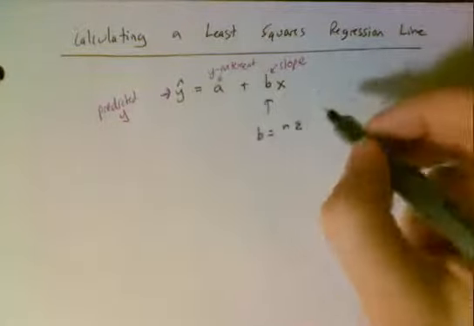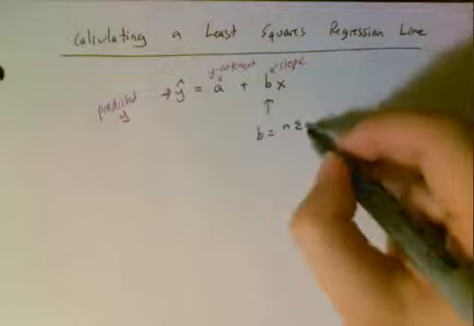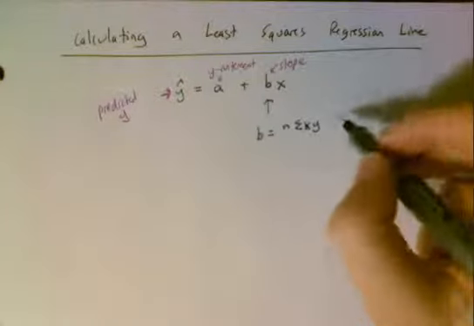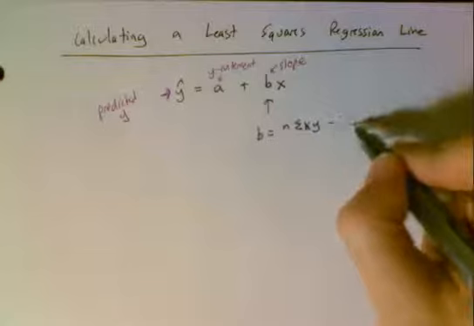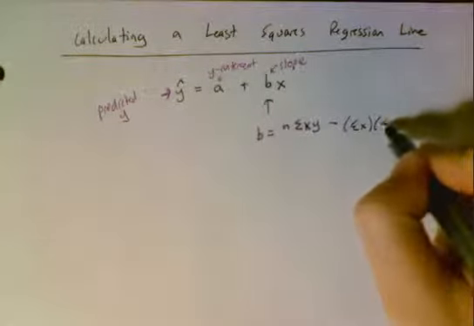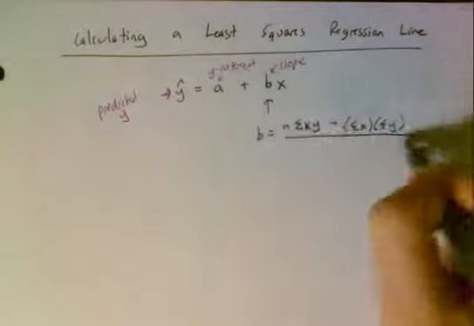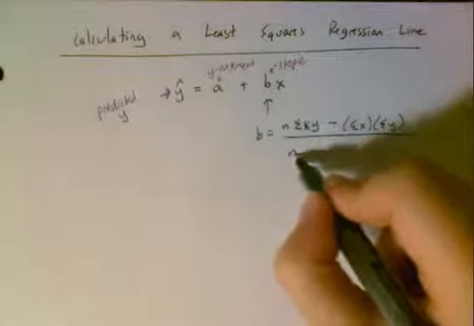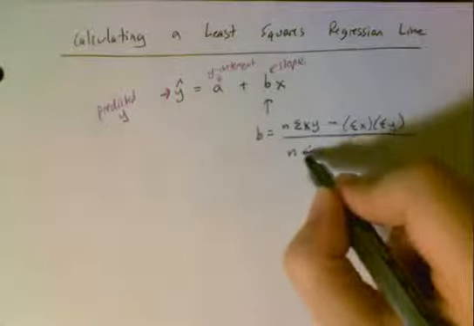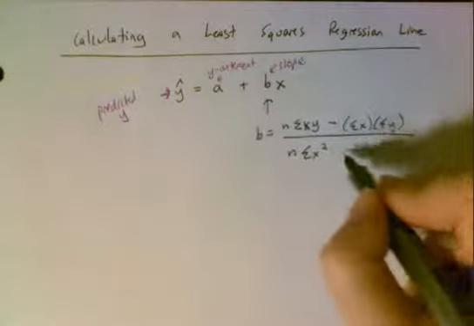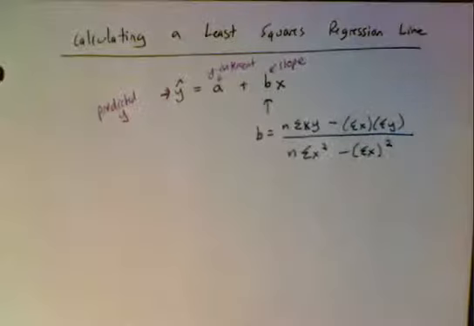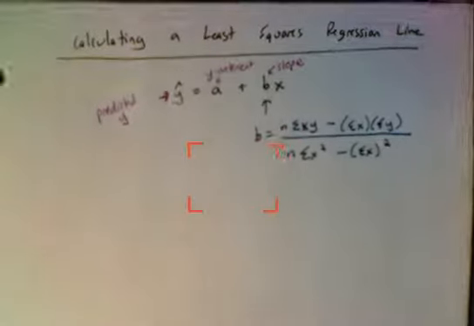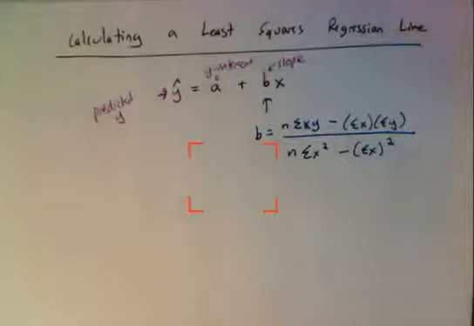It looks somewhat similar to the one for r. n times the sum of xy minus sum of x, sum of y, all over n times sum of x squared minus sum of x quantity squared. Let's focus that in a little bit more so you can see it.